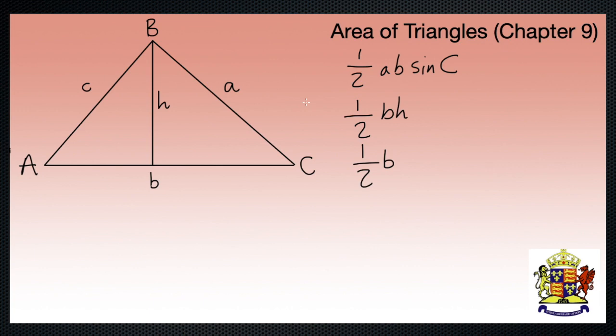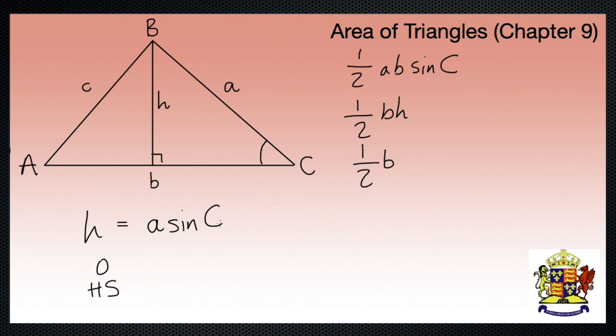So if we know what H is in terms of the angles and the sides, we can work this out as a new formula. So using this angle here of C, if we think about this triangle here, H must equal, well, it's the opposite to this angle, and this is the hypotenuse. So H must equal the hypotenuse times sine of the angle C. This is because of sine, opposite over hypotenuse.